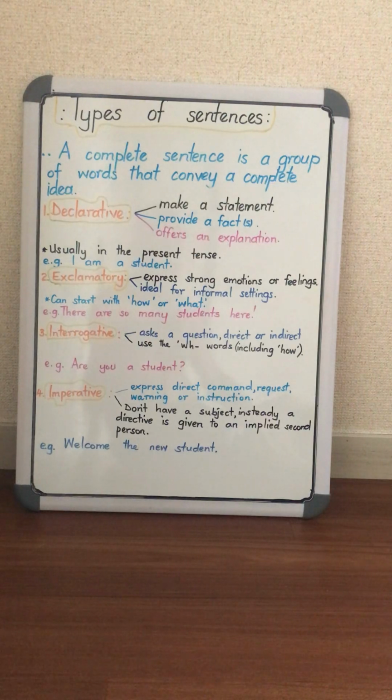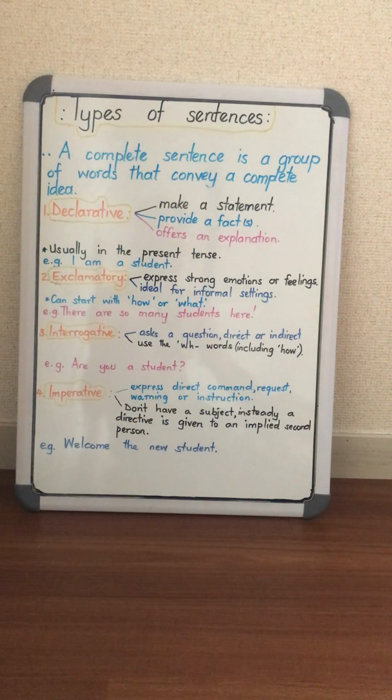The first group of sentences that I have here are declarative sentences. These ones, from my notes, I say they make a statement. They provide a fact or facts. They offer an explanation. And usually, declarative sentences are in the present tense. An example I gave here is, I'm a student. That's providing facts. It's a statement.